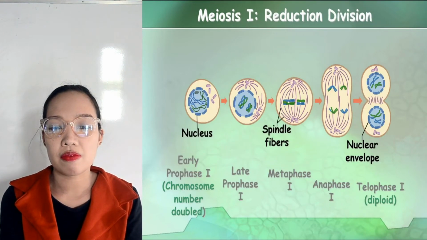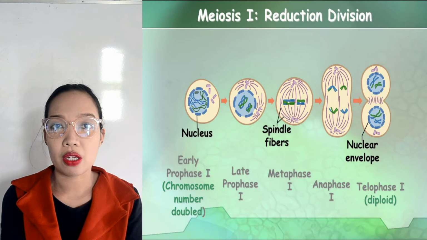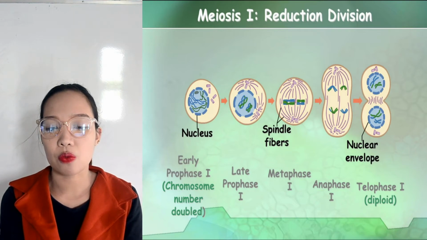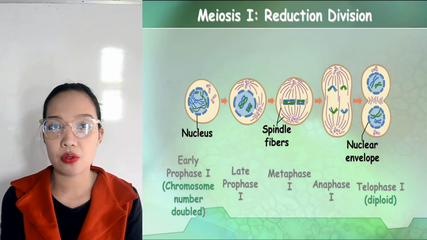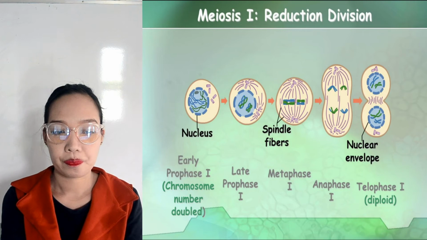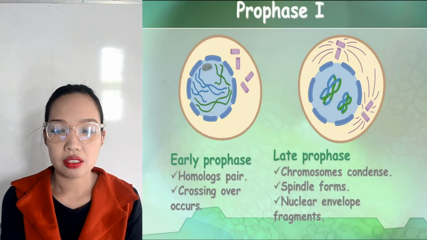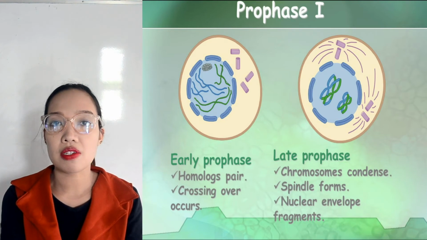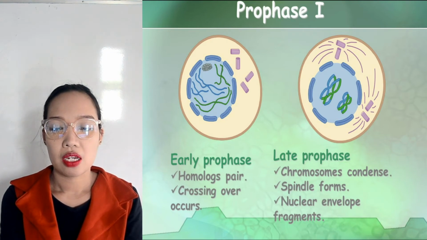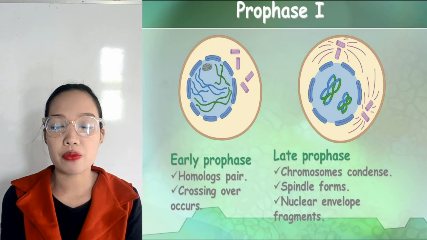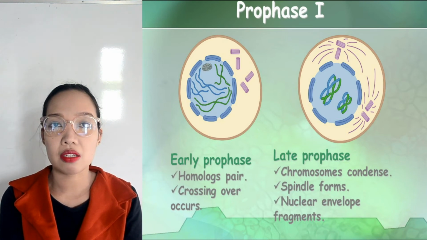The first part of meiosis is called meiosis I or the reduction division. Here we have the early prophase I, late prophase I, metaphase I, anaphase I, and telophase I. During prophase I, in the early prophase, homologs pair and crossing over occurs. In late prophase, chromosomes condense, spindle forms, nuclear envelope fragments.